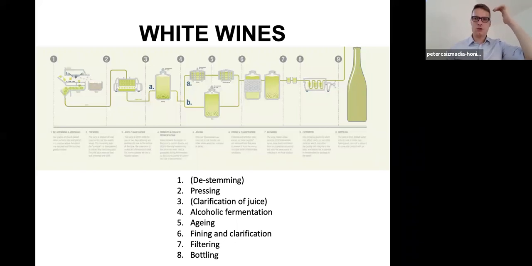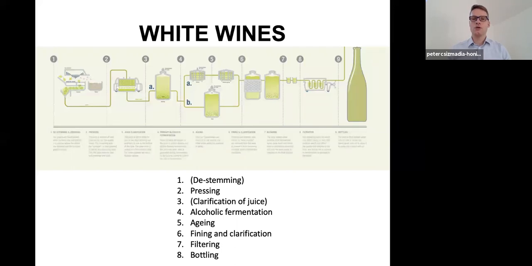So what you want to do is allow this juice some time to settle, and therefore clarify it by removing these rough sediments. During this clarification or settling, you will be keeping the must at a low temperature to ensure that the alcoholic fermentation does not start, and to ensure it is protected against oxygen as well, so you avoid unpleasant flavors developing.